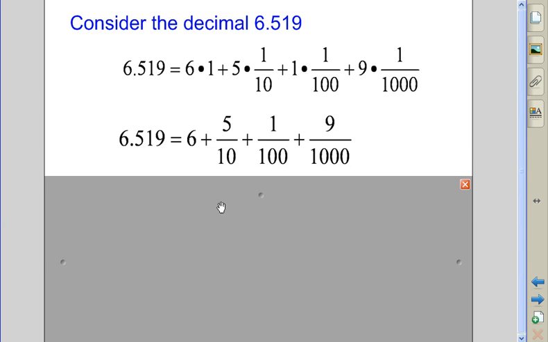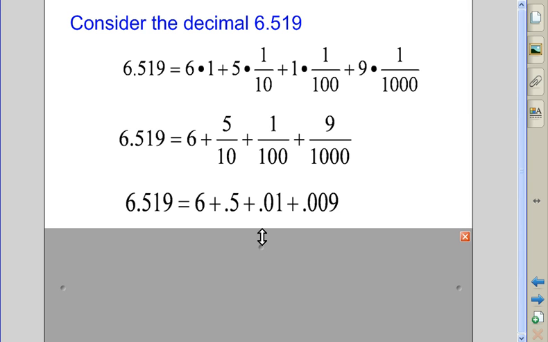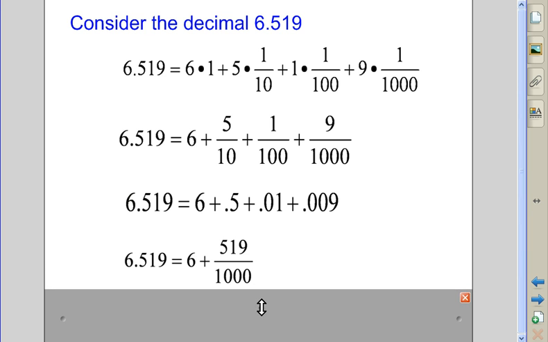Here's another way of writing this: 6 plus 5/10ths plus 1/100th plus 9 thousandths. And here is yet another way of writing it, and it is read the same way: 6 plus 5/10ths plus 1/100th plus 9 thousandths. These 3 fractions added together give us 519 thousandths. So this is 6 plus 519 thousandths.